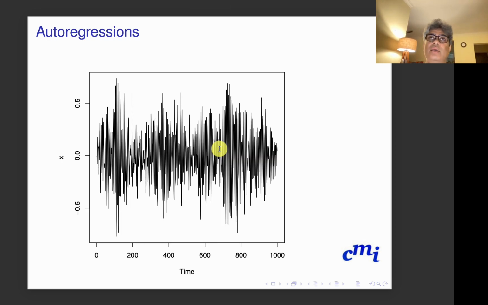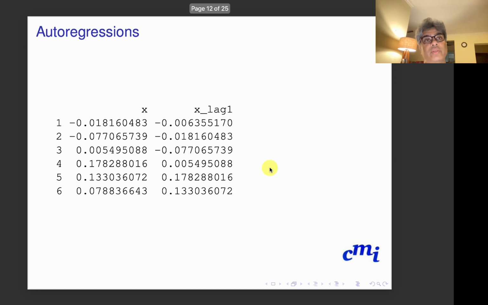I have simulated a series from this autoregression model, and you can clearly see the series is hovering around 0. However, it is very different from the Gaussian white noise. Clearly, it has a very different pattern than Gaussian white noise.